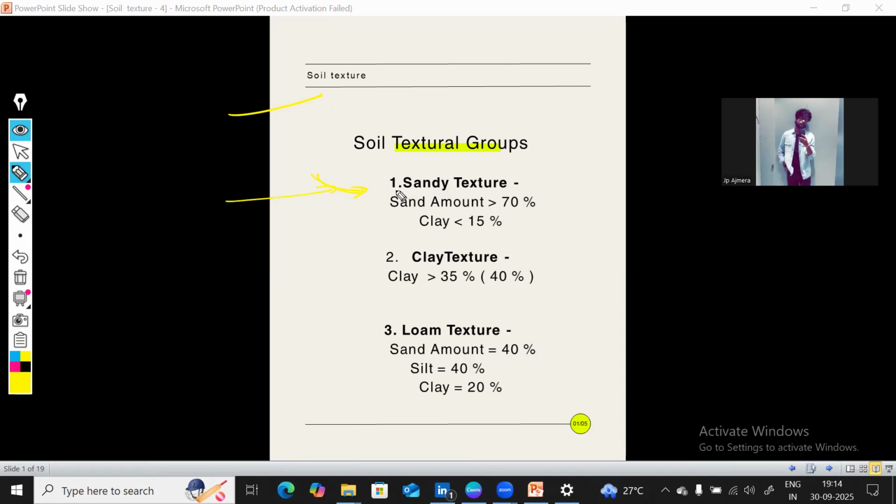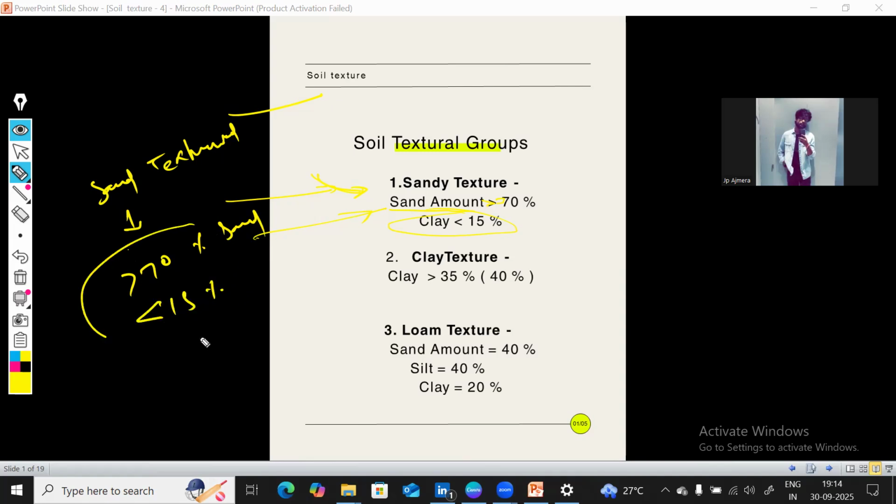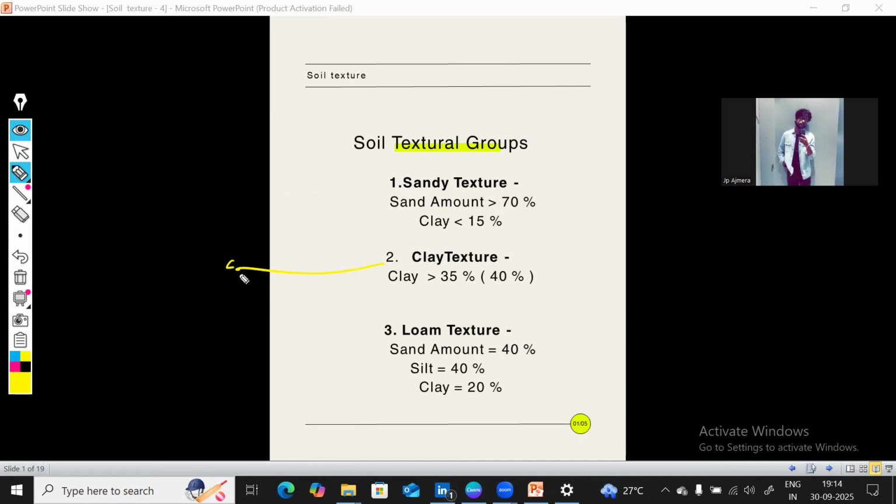So we can call it the sandy texture group. The amount is mentioned here. There should be more than 70% sand in the soil and less than 15% clay. That would be the sandy textural group. Which soil comes under this? The soil that has more than 70% sand and less than 15% clay. So that soil textural group will come under sandy texture. All right. Move to the next one.